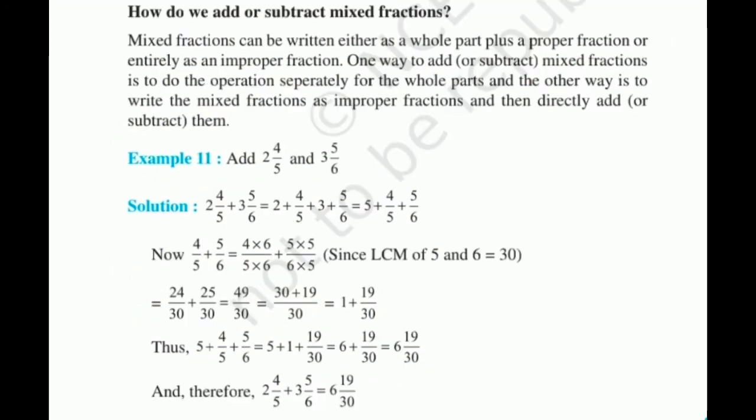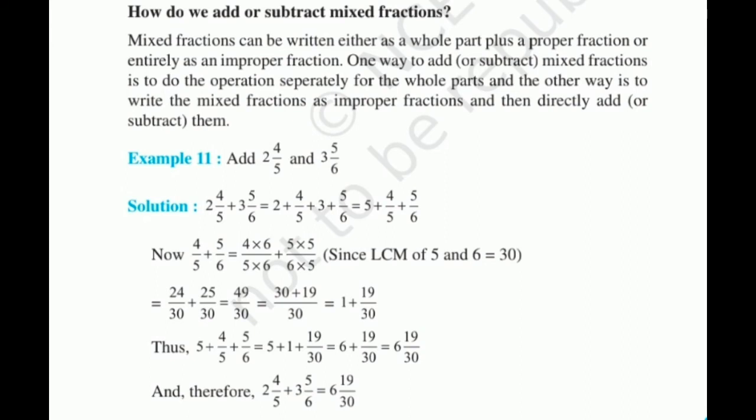How do we add or subtract mixed fractions? Mixed fractions can be written either as a whole part plus a proper fraction or entirely as an improper fraction. One way to add or subtract mixed fractions is to do operations separately for the whole parts and the fractional parts, and the other way is to write the mixed fraction as an improper fraction and then directly add or subtract them. Okay, let's take an example. Add 2 upon 4 by 5 and 3 upon 5 by 6.